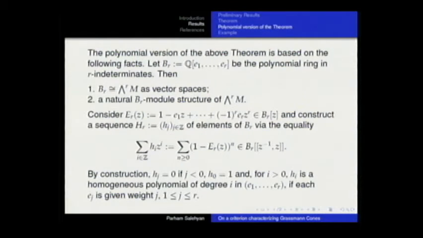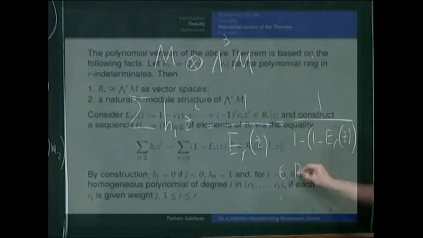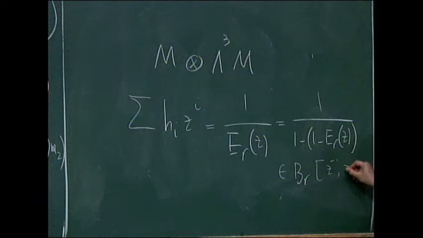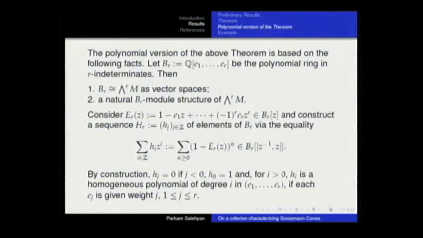It will be Z minus 1 for a finite number of terms, maybe. Maybe the right notation would be this one. Anyway, by definition, the Hj for the negative indexes are 0, H0 is 1, and for each positive index i, Hi is a homogeneous polynomial of degree i in the indeterminates if each Ej is given weight j.